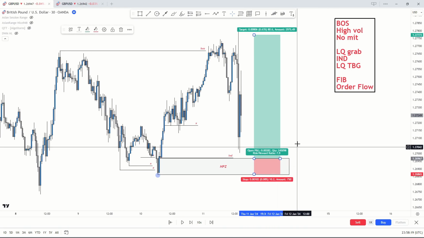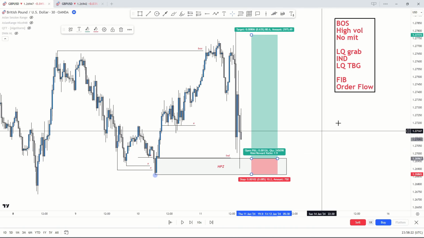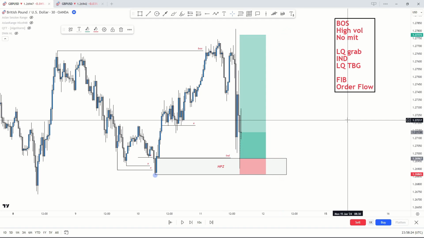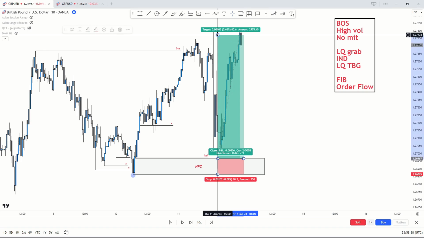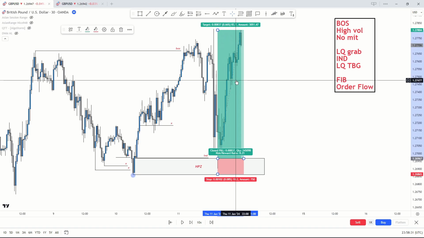And as you guys will see, tapped in, and price swiftly moves to take profit, overall amounting to over 8 RRs. And like I said, this was an actual signal that I had sent out to the team.